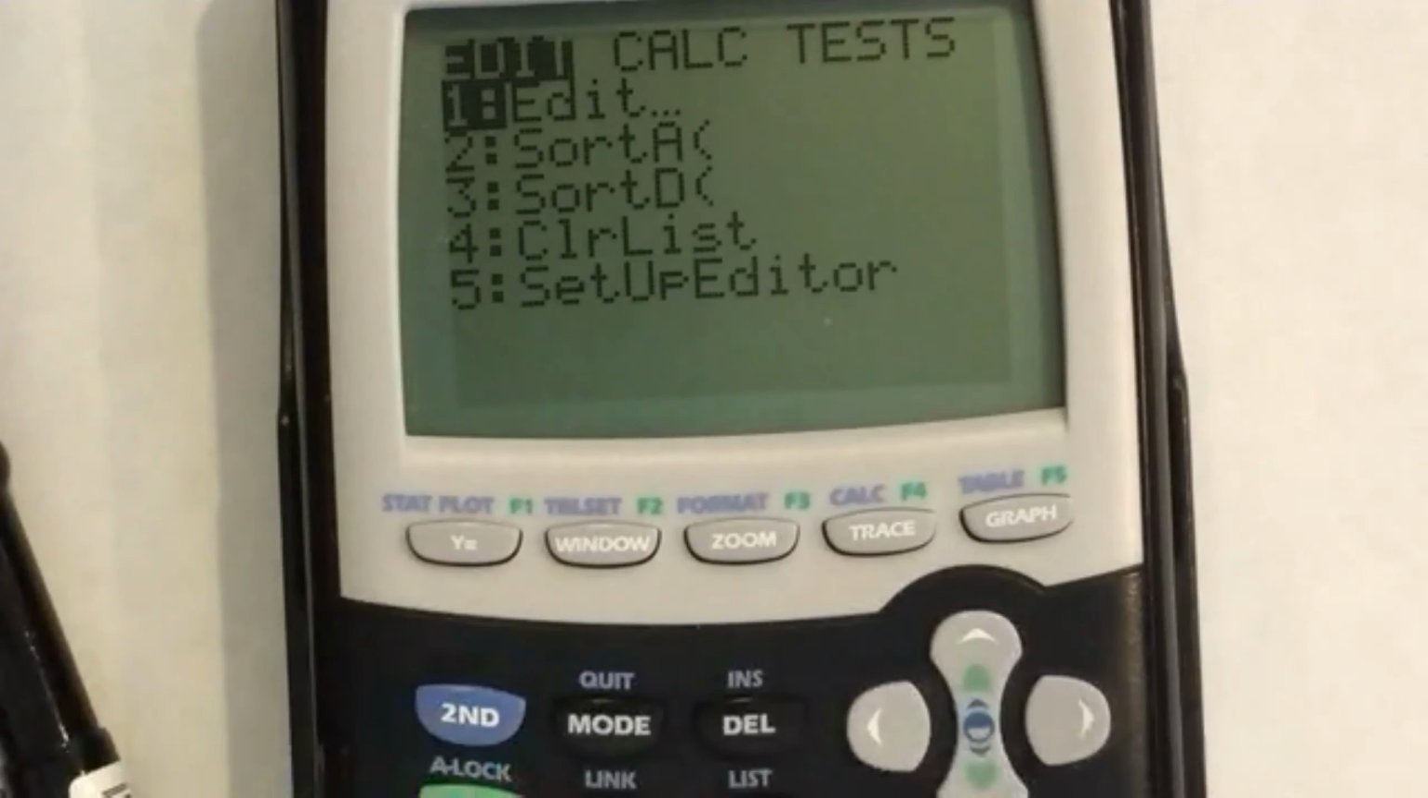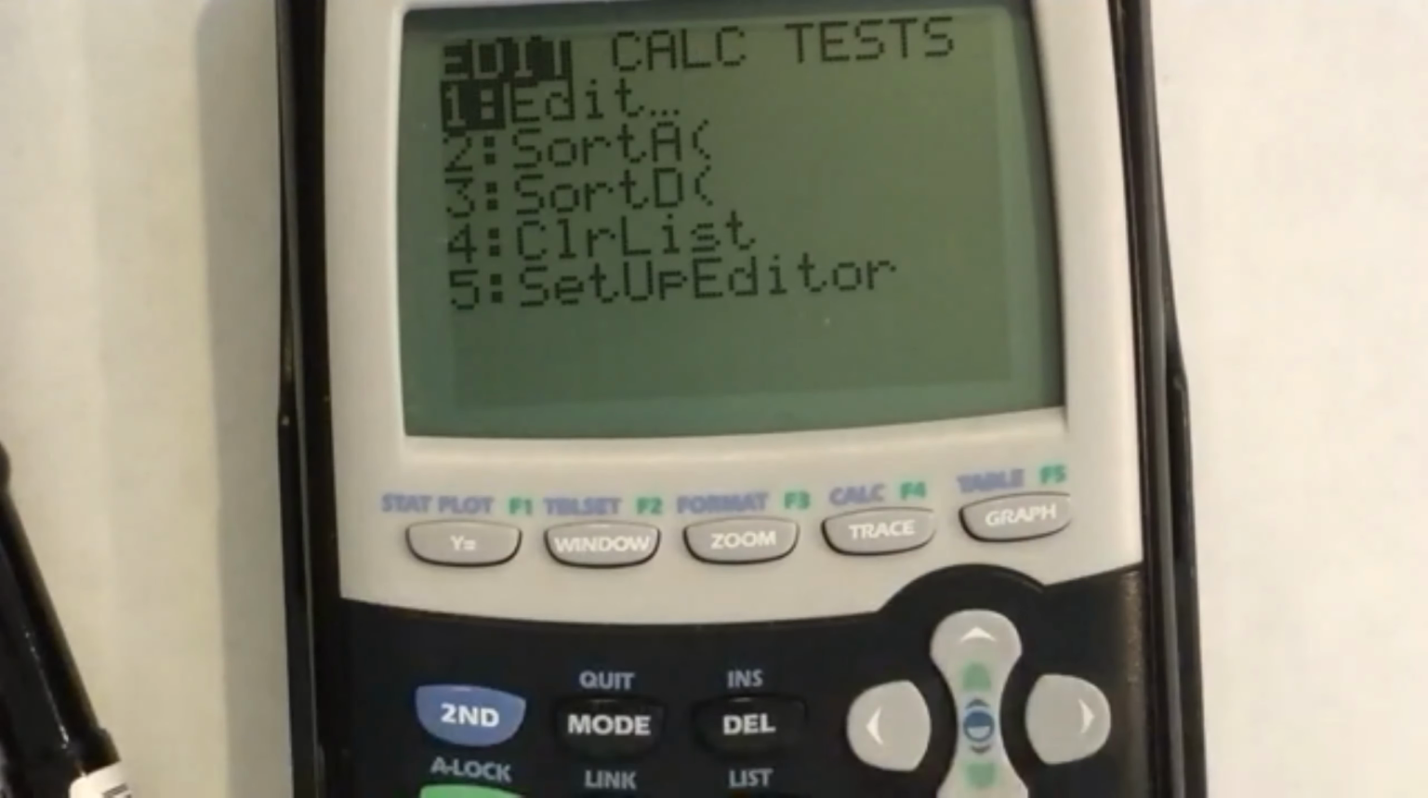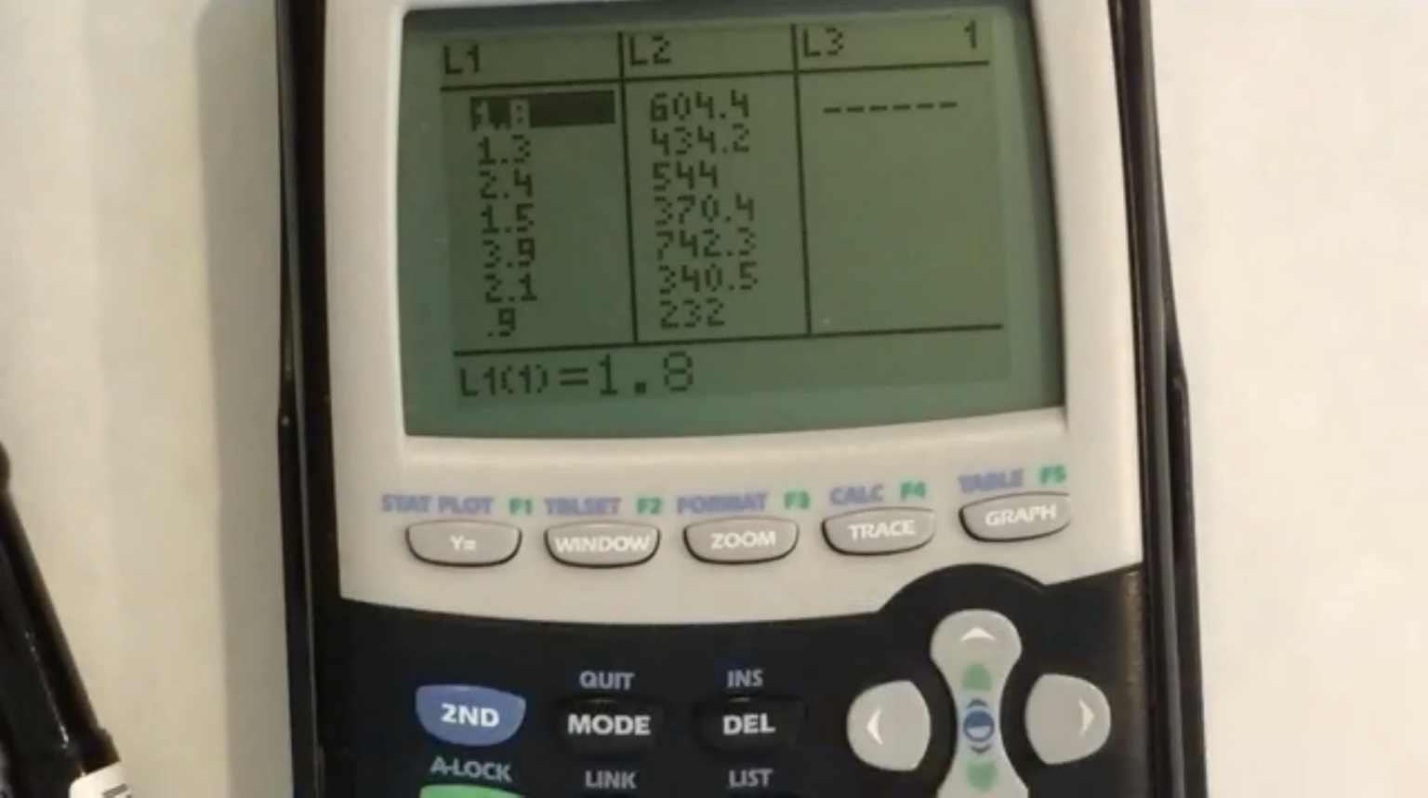In the STAT menu, you can do a few things. You can set up your editor. If your list gets messed up, you can reset everything back to scratch. You can just say set up editor, and it'll get everything back to normal. You can also clear individual lists or sort them, but for the most part, what we're going to want to do is edit our lists. If you push edit, you'll notice that I already have some data typed into the list. That's because I didn't want you to have to wait for me to type it all in.